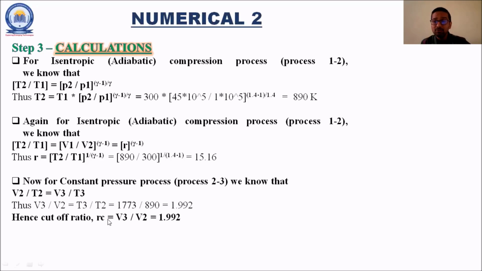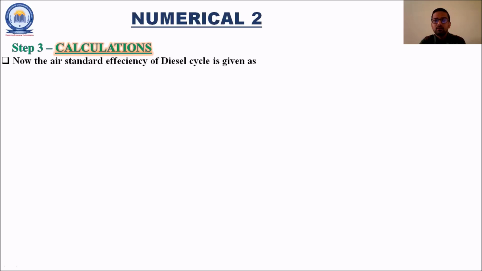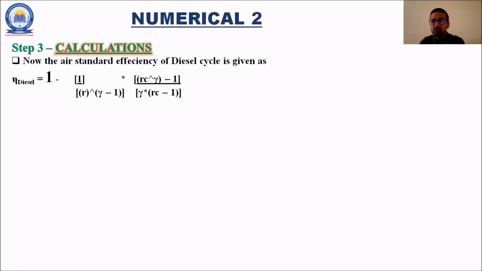So now for finding out the air standard efficiency of the diesel cycle, we can directly use that bigger equation. So using that equation in the calculations, the equation is eta diesel is equal to 1 minus 1 upon R raised to gamma minus 1, multiplied by RC raised to gamma minus 1 divided by gamma into RC minus 1. We have the value of compression ratio, we have the value of cut-off ratio, and gamma is already given as 1.4. Substitute these values in this equation. Kindly solve the equation perfectly in the scientific calculator, and after solving you will get the answer.